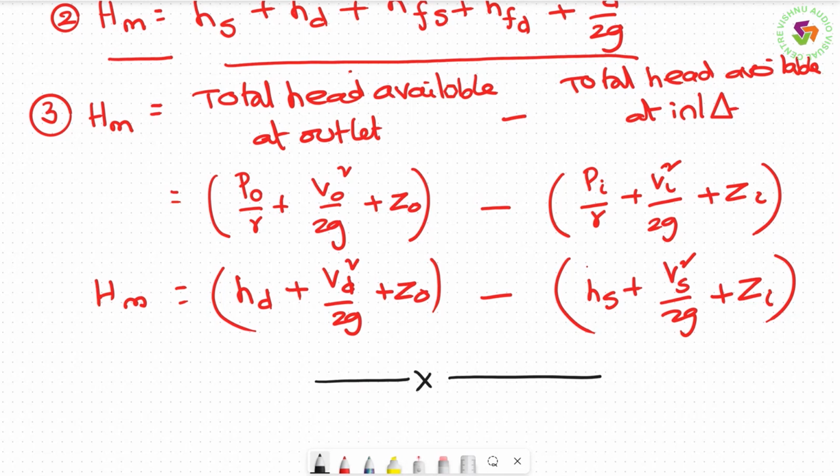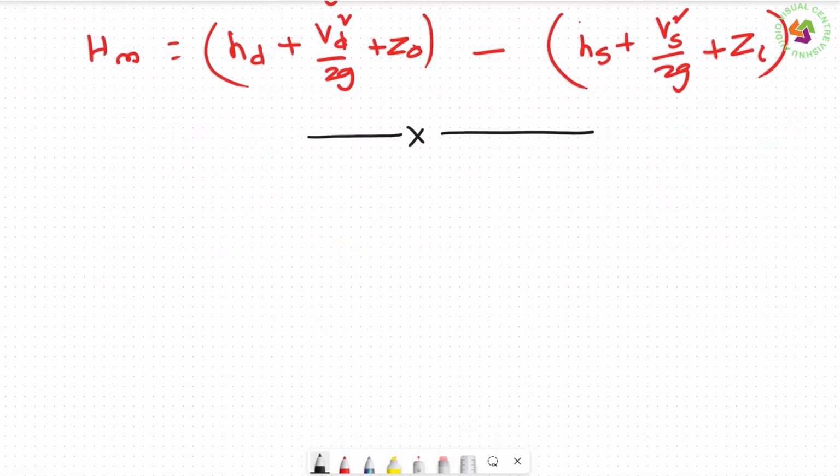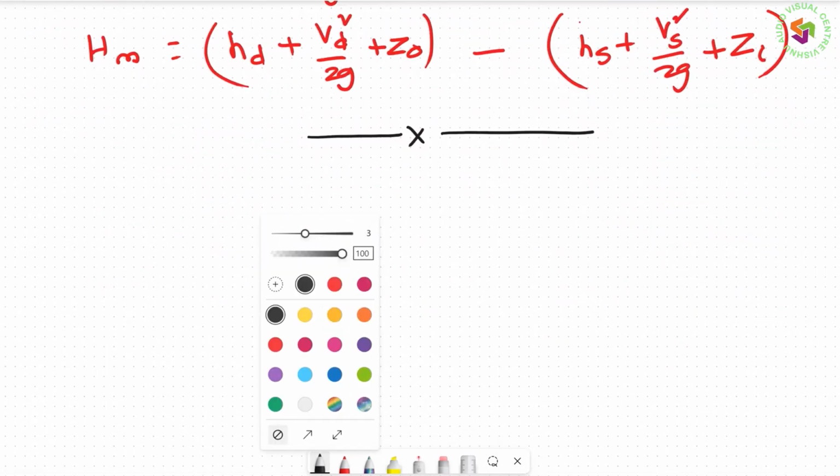So in such a case, what is the total head at the outlet of the pump? That is Hd plus Vd squared by 2g plus Z0, where O talks about the outlet. Similarly, Hs plus Vs squared by 2g plus Zi. So these are the things we talked about. Then, before going to the efficiency, what we need to know is the various losses in centrifugal pumps.